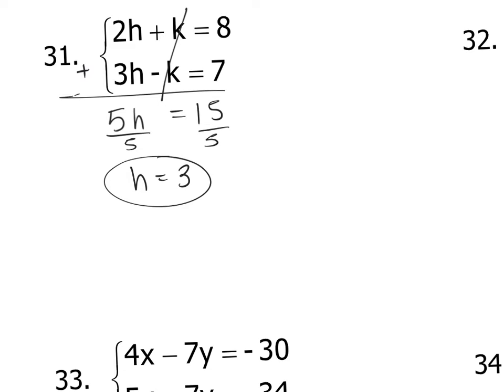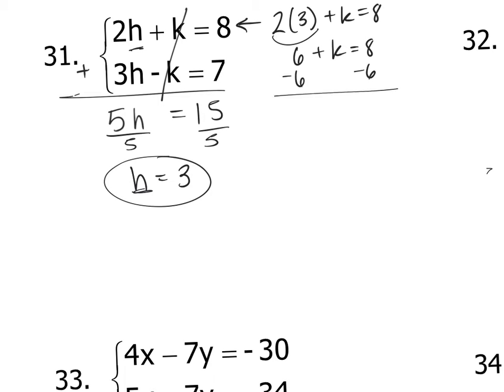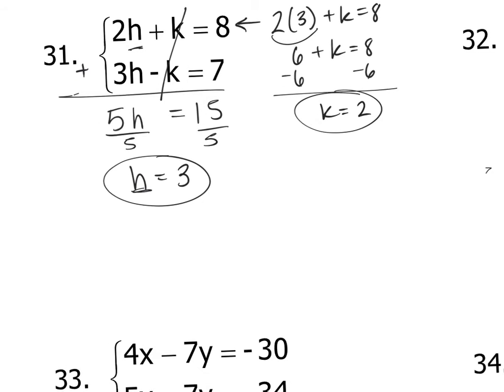So you know one of your answers. Plug it back into either one of the original equations, and you'll get what your k is. For some reason, I just decided I'm going to pick the top equation. You could totally pick the bottom one. It doesn't matter. But basically, I plugged in h is 3, so I have 6 plus k equals 8, so minus 6 from both sides, and I have k equals 2. So you have your h and your k, you're good to go.